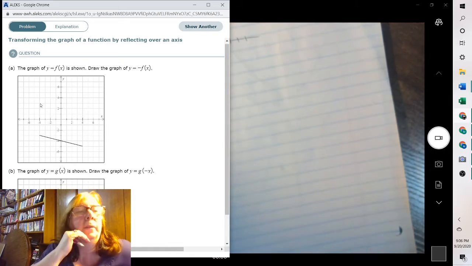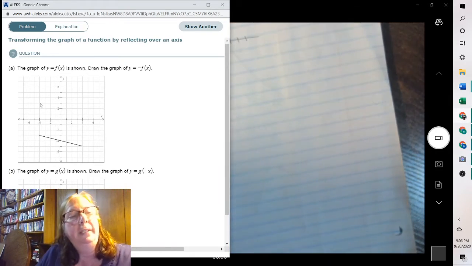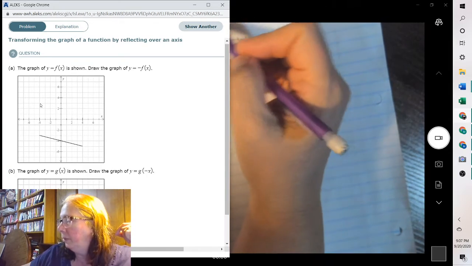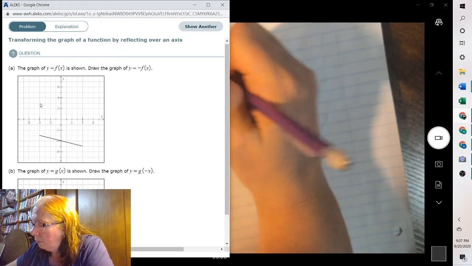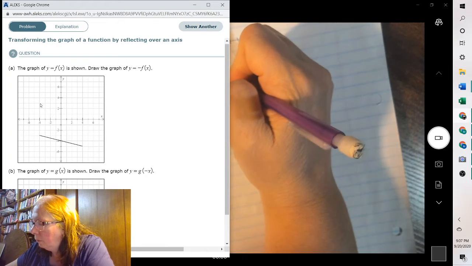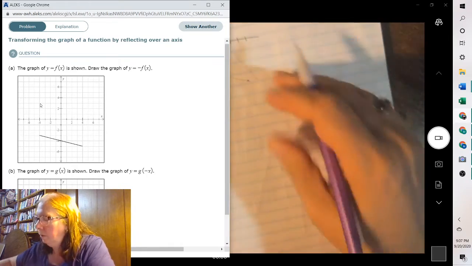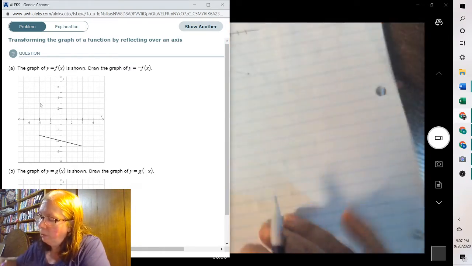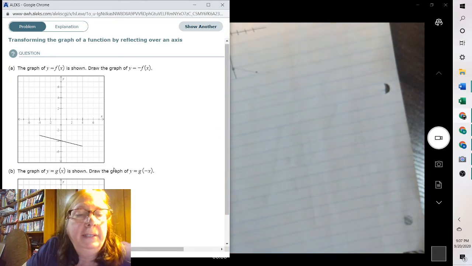And that would be a flip on the x-axis. Now think about it. If you folded that in half, it would lay right on top of this. So it was here, here, and here. And if we folded this in half, it would lay on top of it. It's flipping on the x. When it's inside like this, it flips on the y.